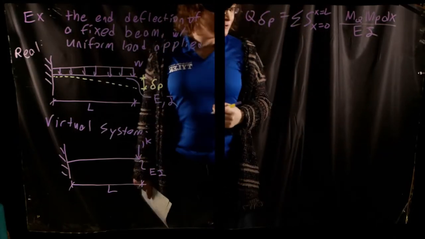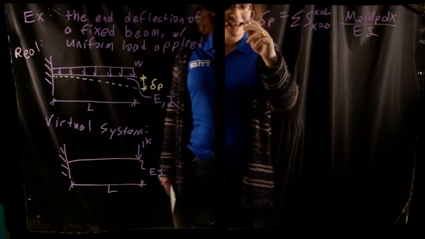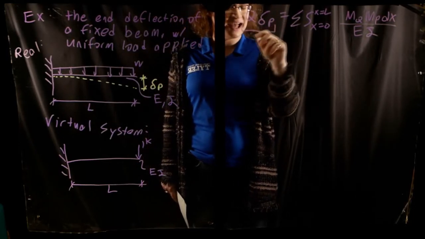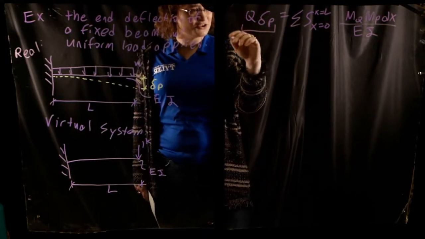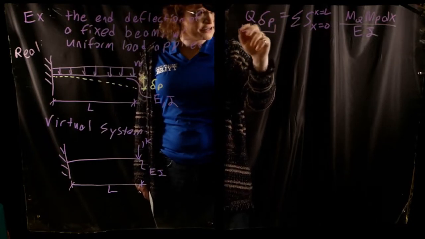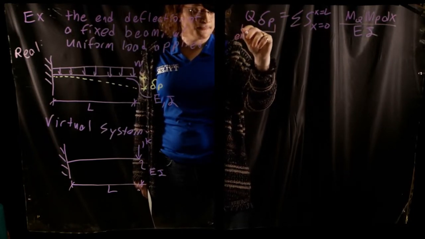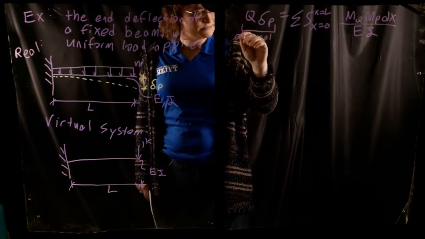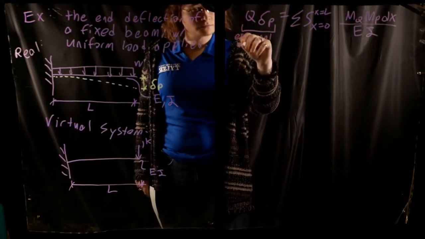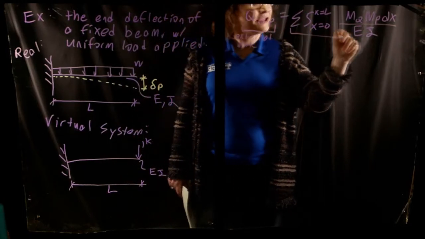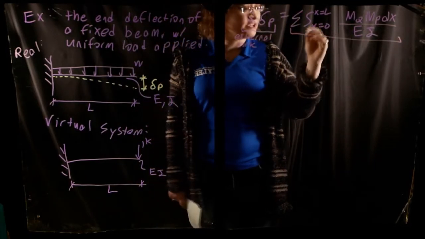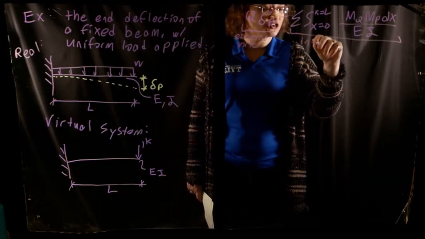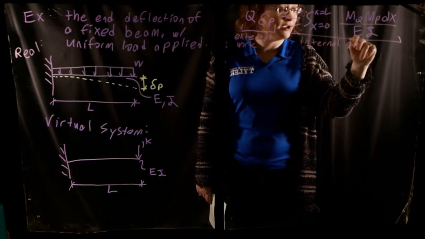So that's already known. And again, what we're basically saying here is that this is the external work. Work equals force times distance. But again, combining the real and virtual systems together, we're saying the external work will equal an expression for internal stored strain energy.